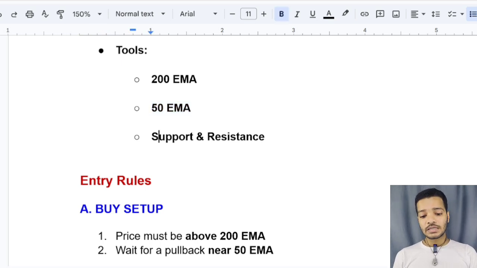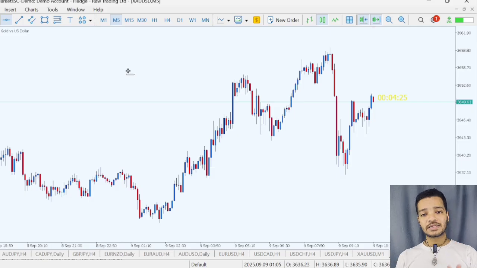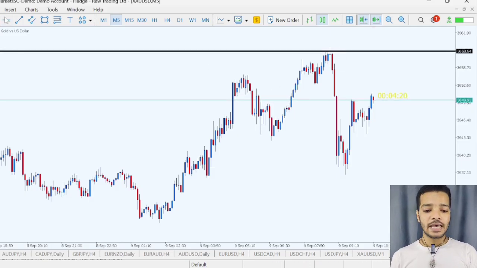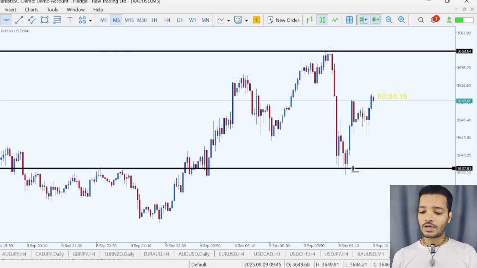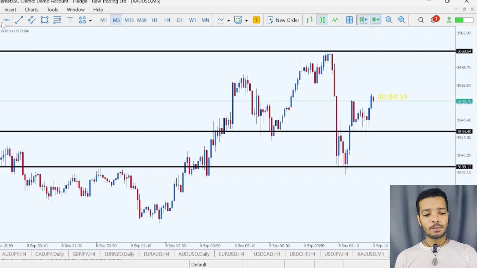Then you need to write down the support and resistance levels. So at first you have to mark the resistance and support levels. So this is a resistance and this is a support level. We have to mark this level. Every significant zone we have to mark.